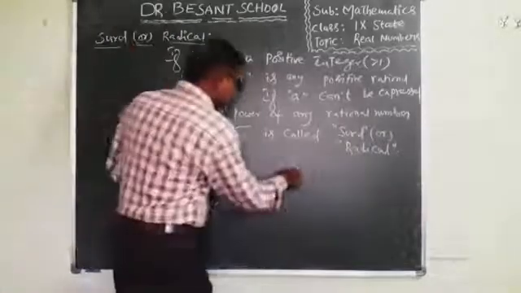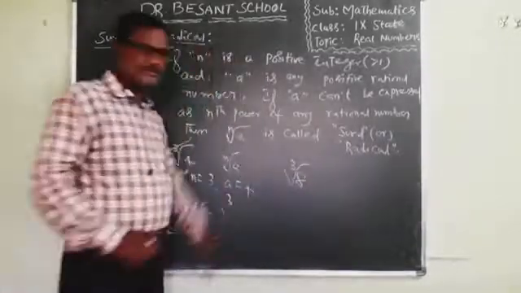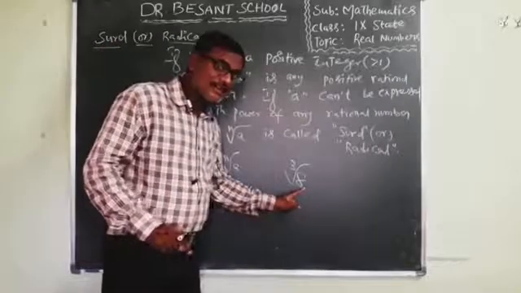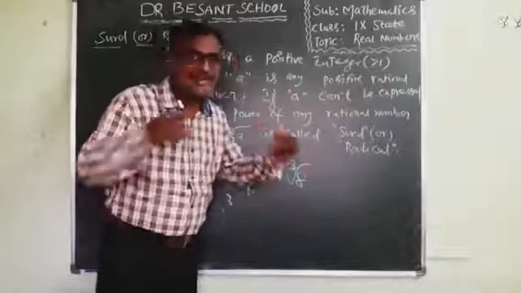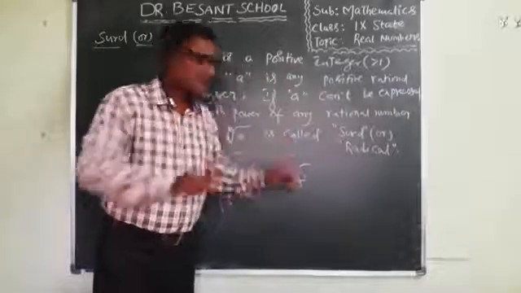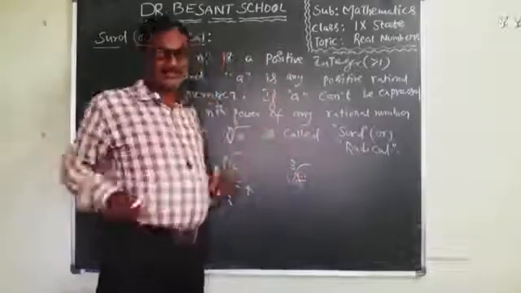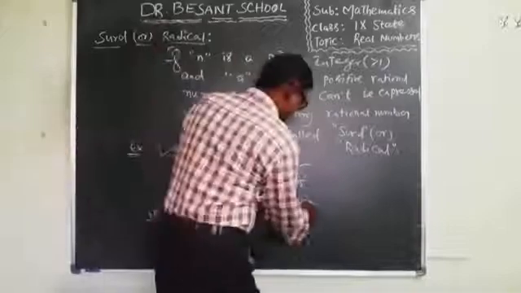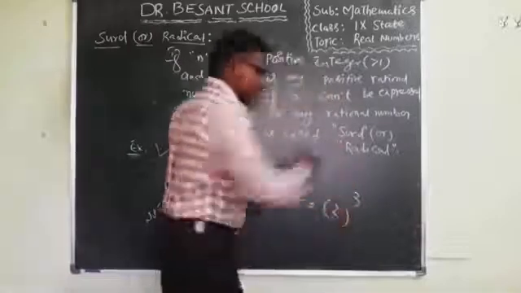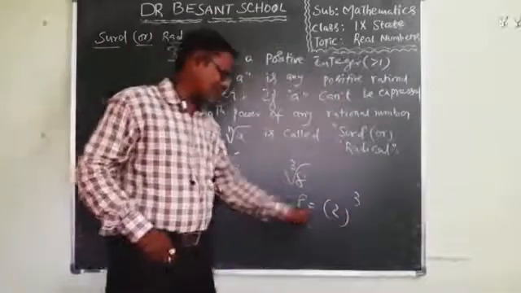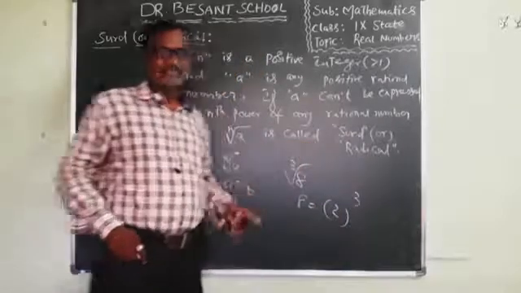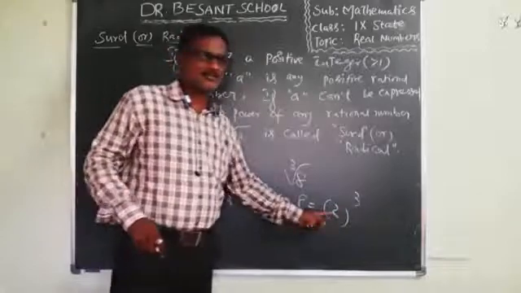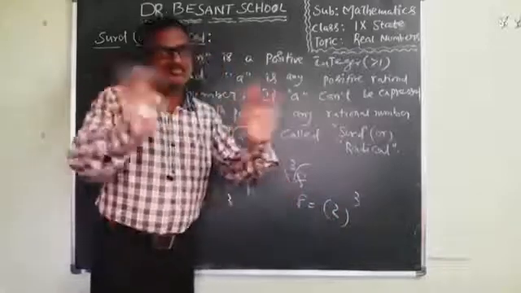For example, the cube root of 8. If 8 cannot be written as the third power of any rational number, then only is the cube root of 8 a surd. But 8 can be written as the third power of a rational number, that is 2. 2 cube: 2 twos are 4, 4 twos are 8. So 8 can be written as the third power of a rational number. So the cube root of 8 is not a surd.